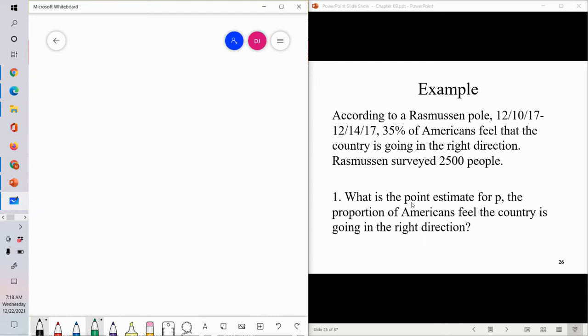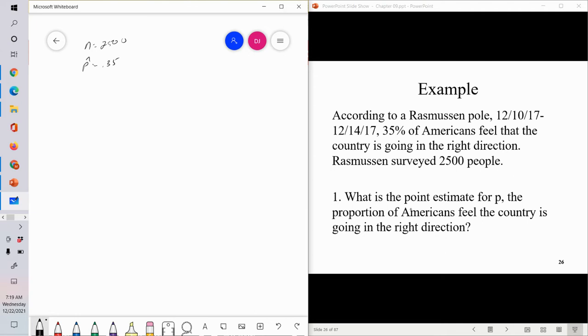So let's look at an example. For each one of these parameters, there are 5 parameters, I'm going to give one example, so I will be doing 5 examples. According to a Rasmussen poll from December of 2017, 35% of Americans feel that the country is going in the right direction. Rasmussen surveyed 2,500 people. Let's write down some information first. Rasmussen surveyed 2,500 people, and p-hat, the proportion of people in the sample who felt that America was going in the right direction, was 0.35.